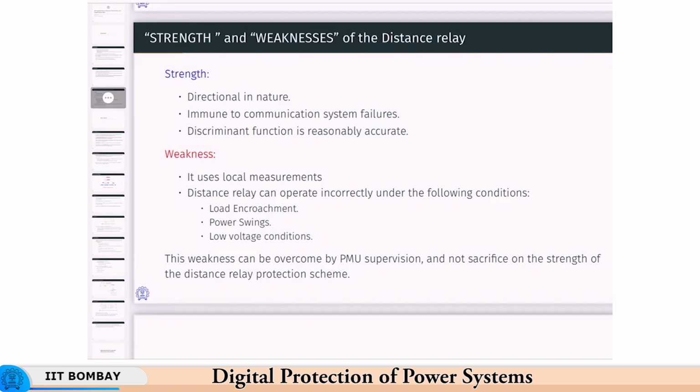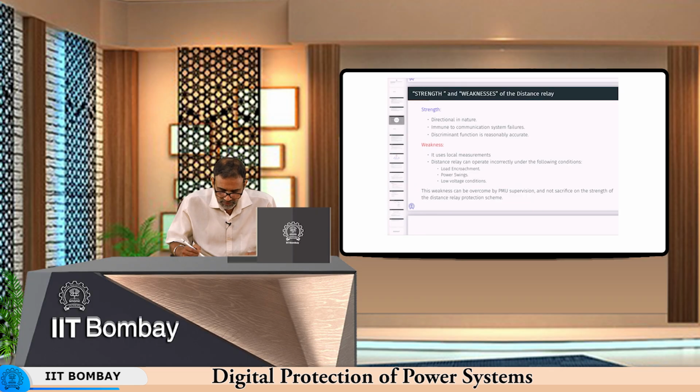Okay. Once again, a look at the strengths and weaknesses of the distance relay in light of this discussion. The strength of course is that unlike an overcurrent relay, the distance relay uses V by I in some form or the other, the apparent impedance.